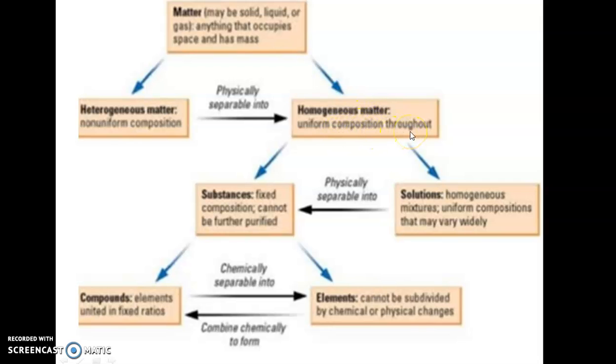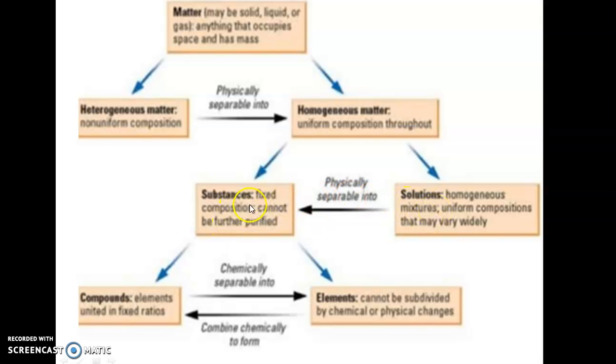Homogeneous matter has uniform composition throughout. For example, you take water and add salt or sugar. Sugar or salt completely dissolves in the water, so we observe uniform composition throughout the solution. That type of solution we call homogeneous. Make sure this is the main key point of these 2 matters: heterogeneous matter can be physically separated into homogeneous matter. Again, homogeneous matter is of two kinds, substances or solutions.